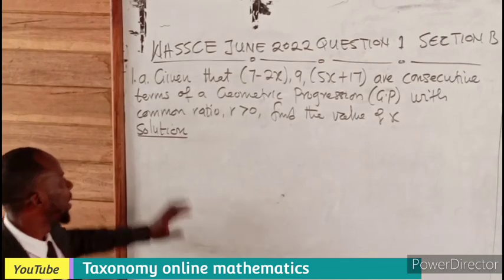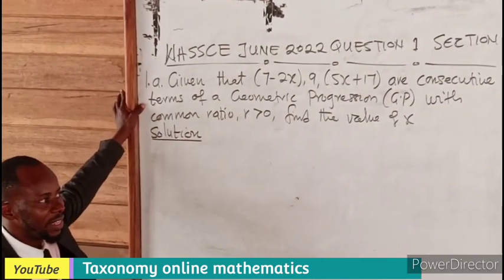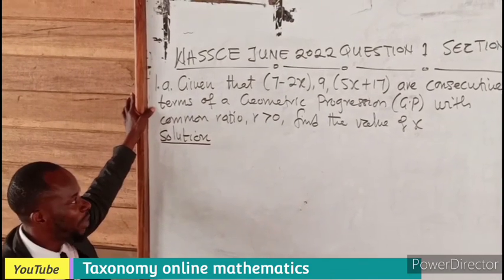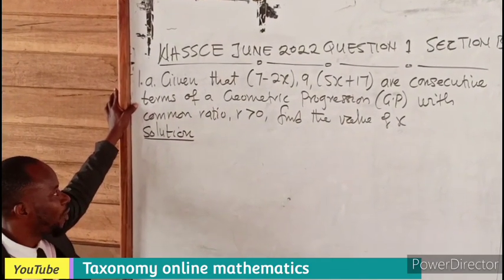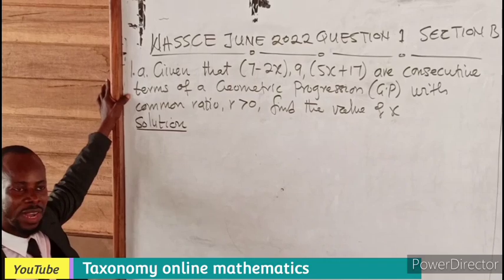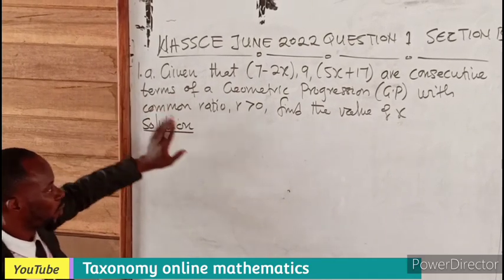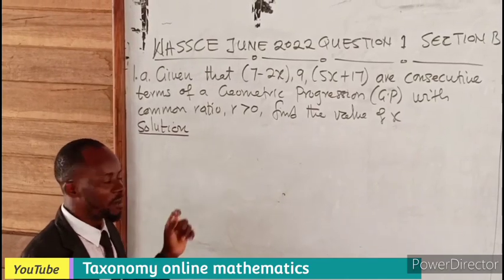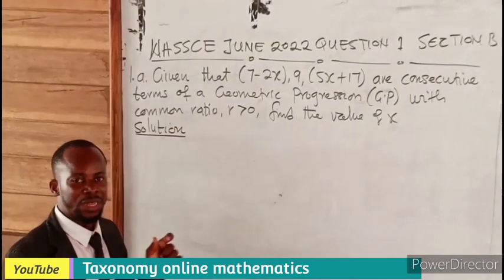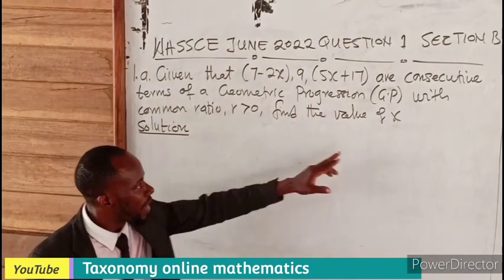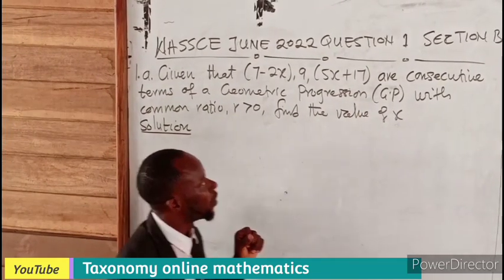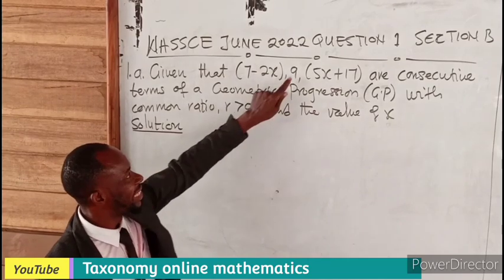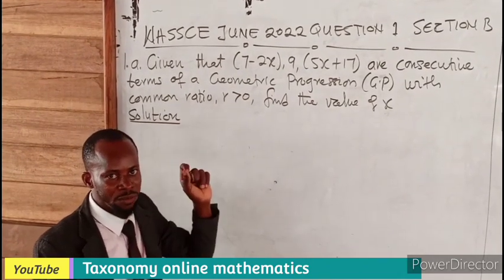First question A. Given that 7 minus 2x, 9, 5x plus 17 are consecutive terms of a geometric progression with a common ratio r greater than 0, meaning the value of our common ratio will be a positive value. We have to find the value of x. What value will x assume in order for us to get a single number? That is what we are looking for.